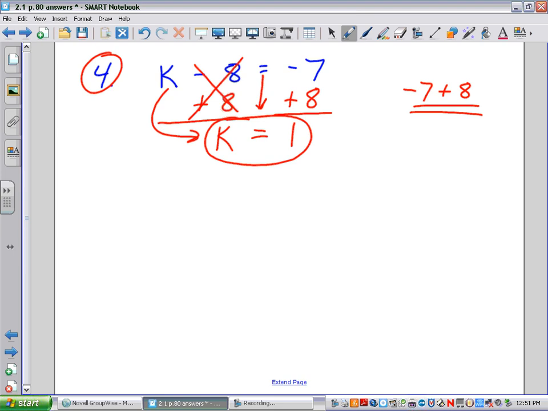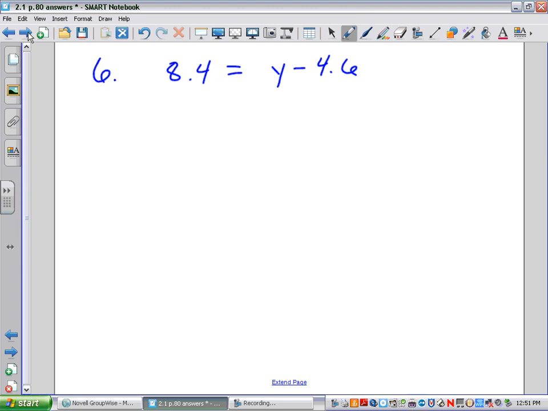I'm going to skip number 5 and go to number 6. 8.4 equals y minus 4.6. In other words, 8.4 equals some number minus 4.6. Let's flip that around. Let's put the y minus 4.6 first, then my equal sign, 8.4. I think that's how we're more used to seeing it. Again, this is probably one you may have trouble doing in your head. So let's do it algebraically.